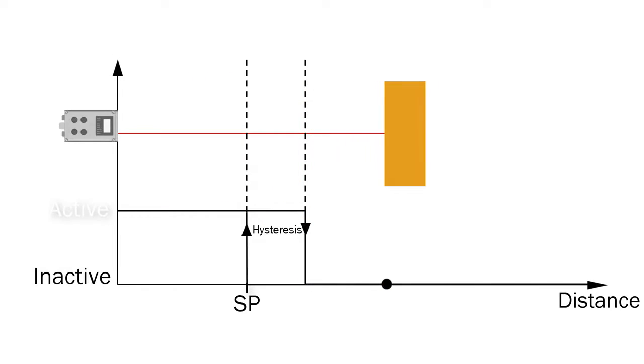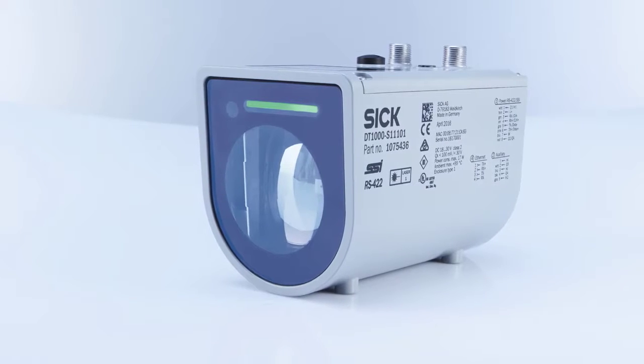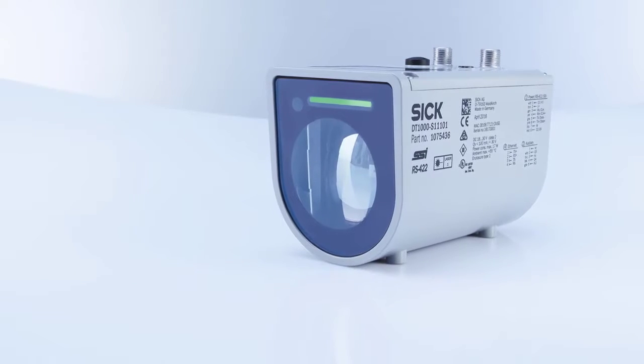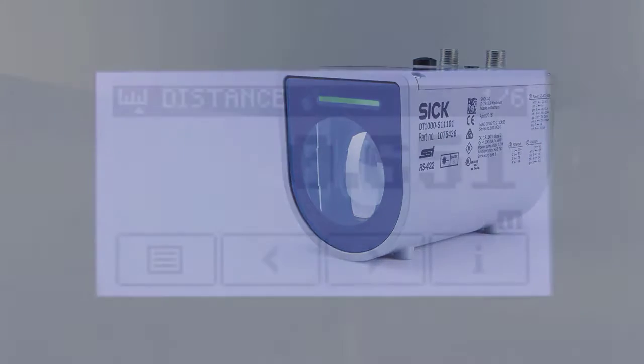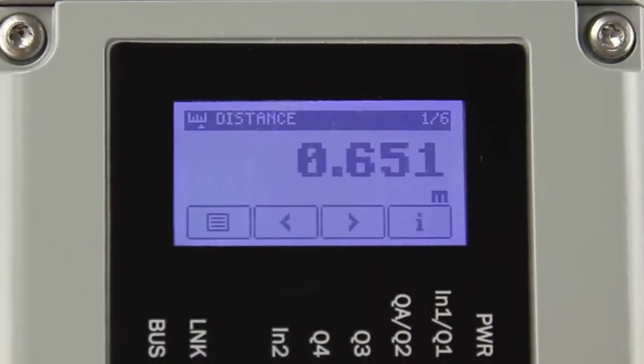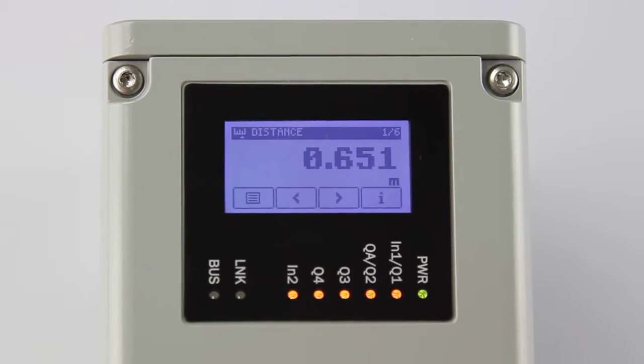active. The function DTO can be adjusted conveniently using the touch display of the Dx1000 as well as through the PC. The graphical touch display makes it easier to configure the switching parameters quick and simple.